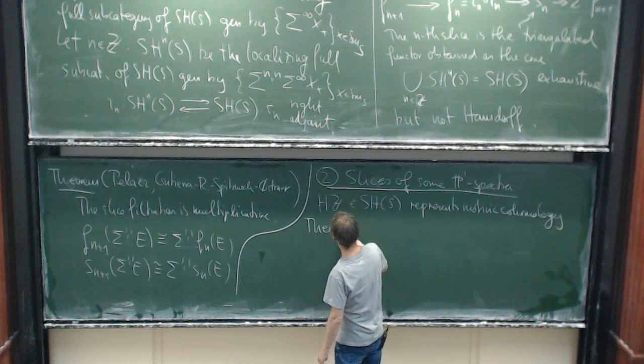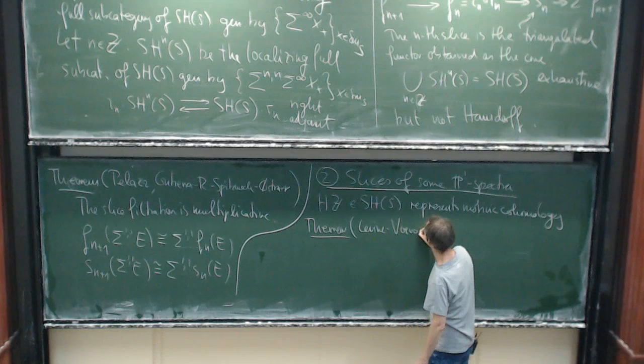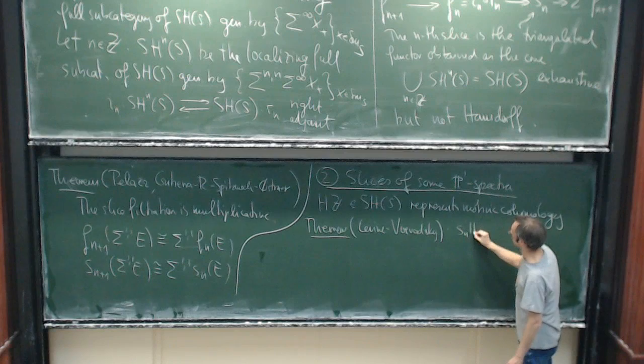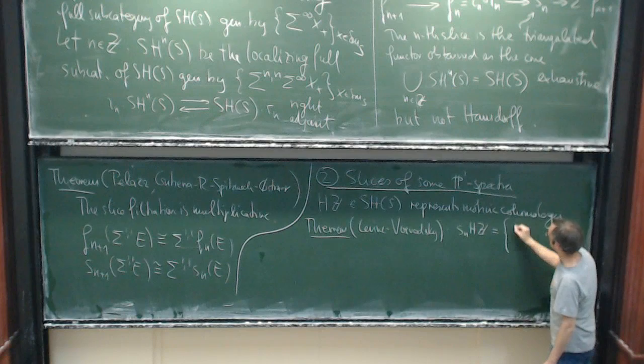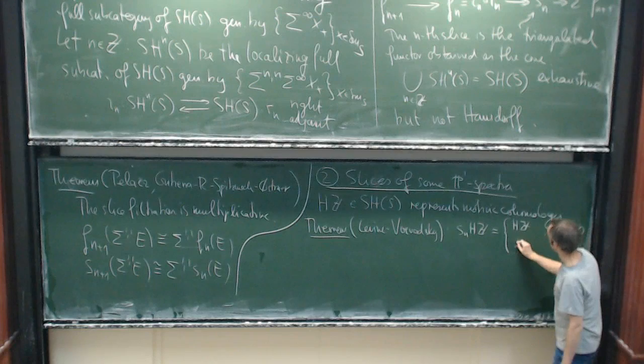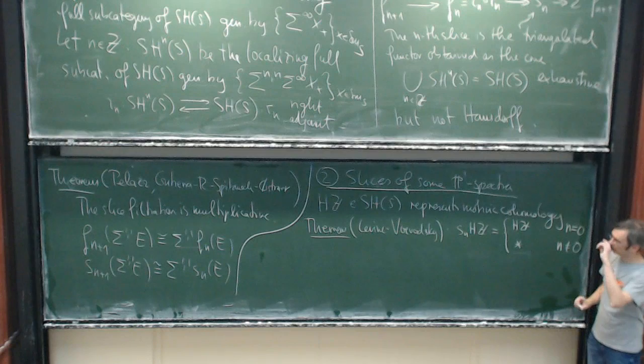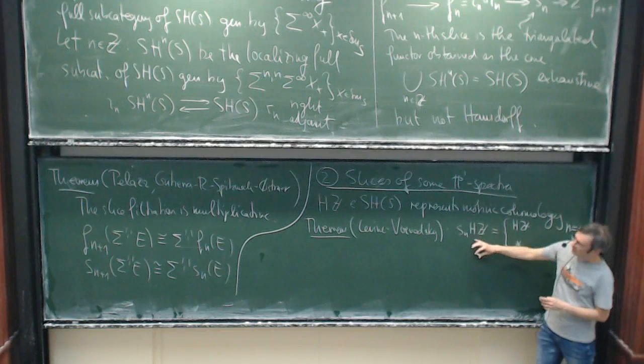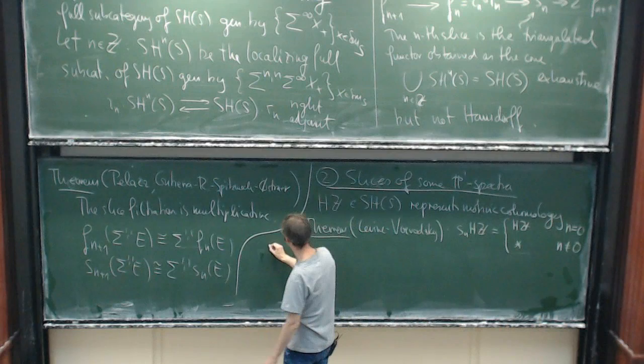This is a theorem which is due to Mark Levine and Voevodsky. The slices are very simple. The nth slice of the motivic Eilenberg-MacLane spectrum is itself if n is zero, and otherwise it's contractible. At least one part can be proved very easily once you know that this represents motivic cohomology in the following sense: if you compute maps from a P1 suspension of a smooth scheme.